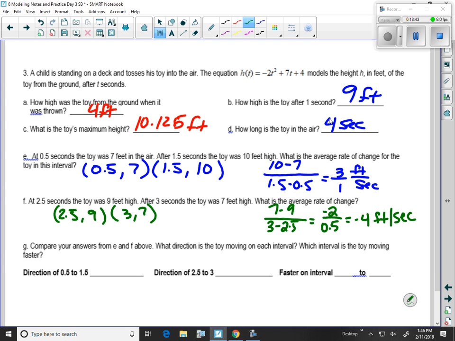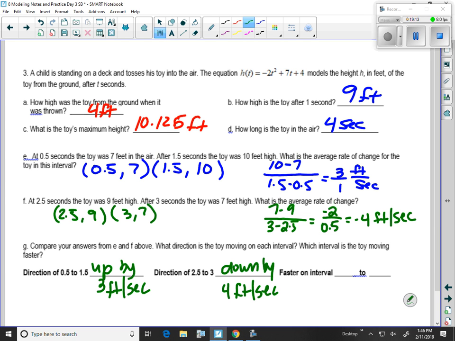Okay, we should get -4. We get -4? Yes. So the first one is where it's going up 3 feet per second, then it's falling at 4 feet per second. Negative. That's down. Okay, compare the answers. What's your answer?